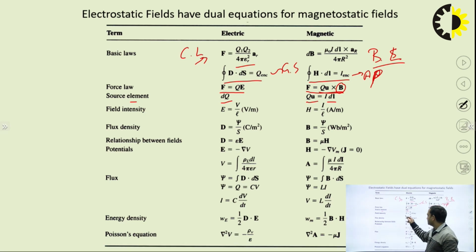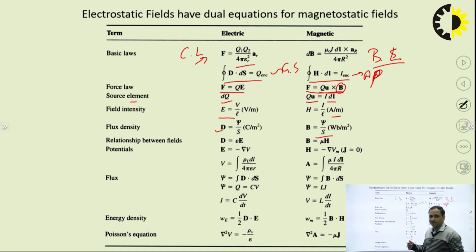Field intensity is V upon L, and here H is I upon L. Flux density D is psi upon S, and B is psi upon S as well. Psi upon S in both cases, where we have the fluxes in the electric field and the magnetic field. The formula is the same.